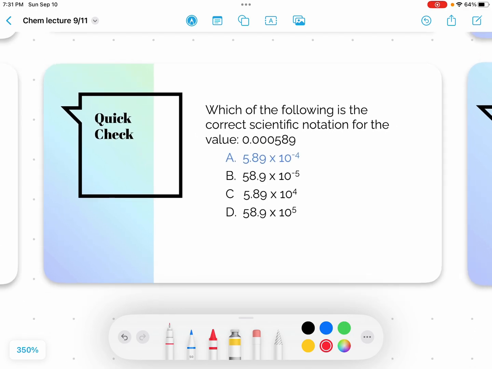So remember, scientific notation, depending on which way you're moving, is going to dictate whether you have a negative or positive exponent. And again, if you're starting from scientific notation going to standard form, you have to look at your exponent to decide which way you're going to be moving. If you have a negative exponent, it's a smaller number. If it's a positive exponent, it's going to be a bigger number. So you can always check your answers as you go.